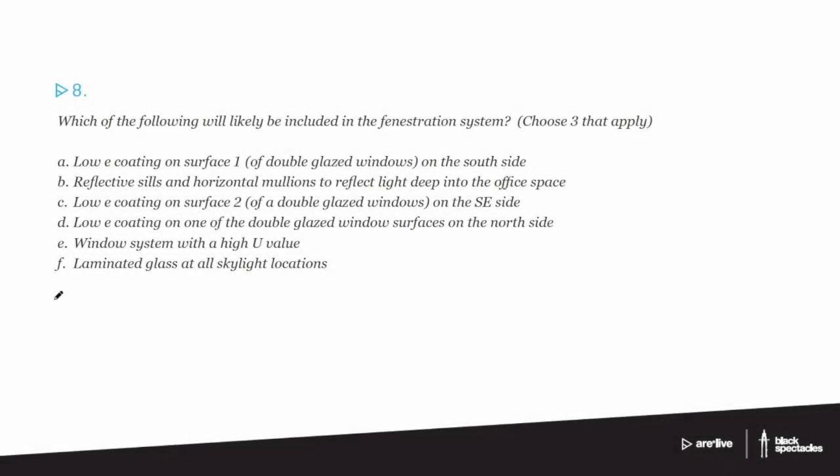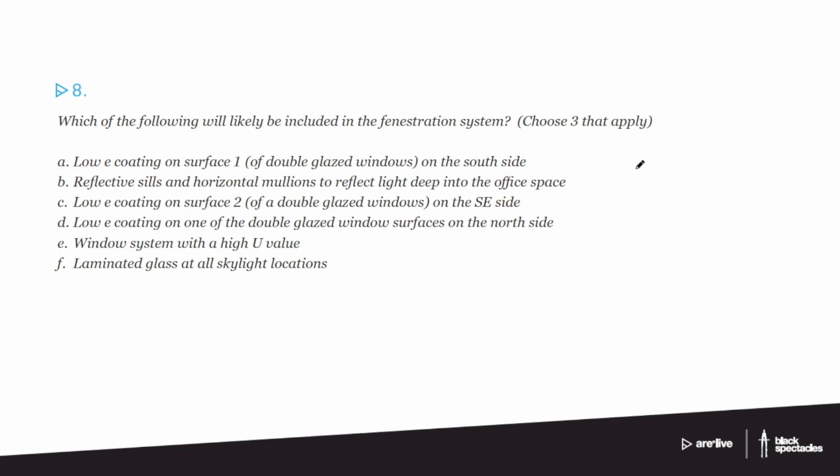8. Which of the following will likely be included in the fenestration system? Choose 3 that apply. Okay, we have A, low E coating on surface 1 on the south side. B, reflective sills and horizontal mullions to reflect light deep into the office space. C, low E coating on surface 2 on the southeast side. D, low E coating on one of the double glazed window surfaces on the north side. E, window systems with a high U value. F, laminated glass at all skylight locations.